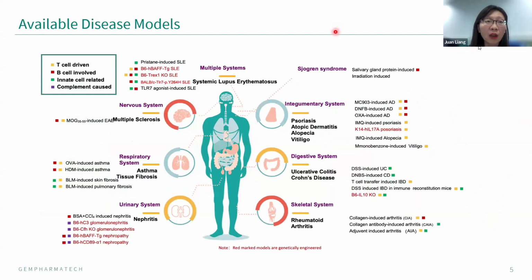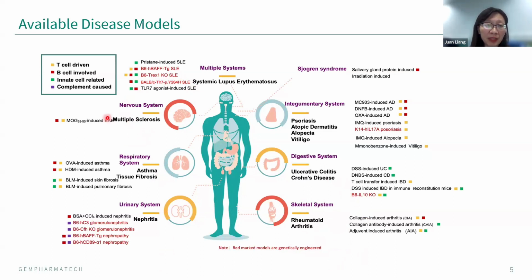Here is a list of the autoimmune disease models we have generated at GemPharmatech. We have generated immune disease models related to skin, like psoriasis and atopic dermatitis, and also digestive system-related autoimmune disease models, like UC and CD, and other organ-related disease models like arthritis, nephritis, asthma, multiple sclerosis, and also SLE.